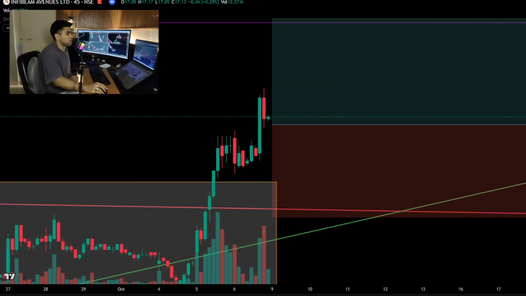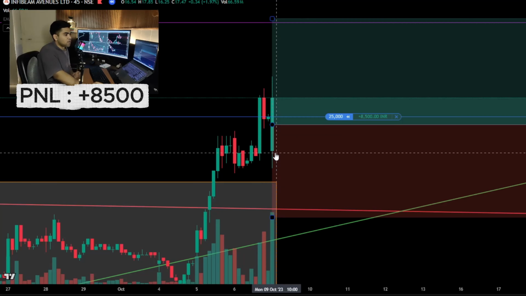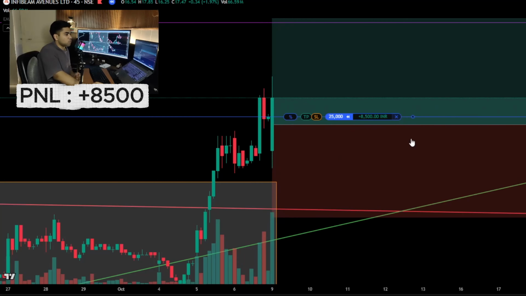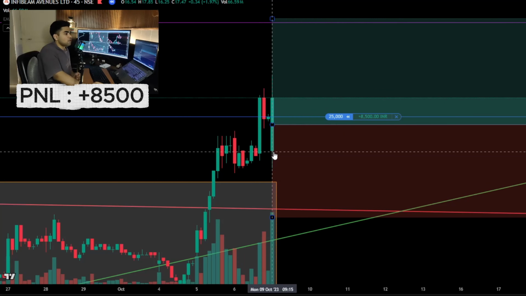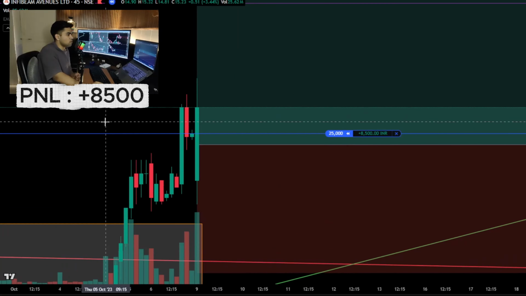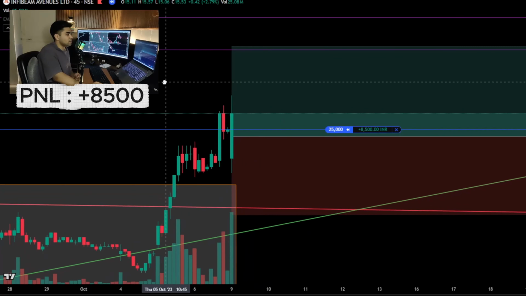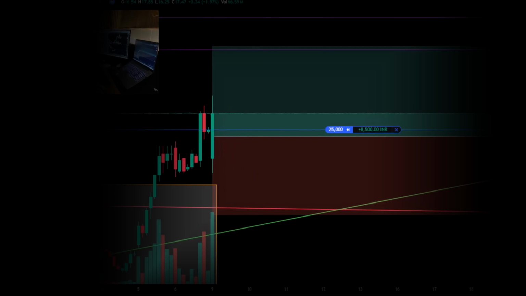Around 25,000 quantities. Order filled. So guys, this is Monday as we speak, and the market gapped down and is now moving up higher. There was a 14,000 loss exactly at this area, but now, as you can see on your screen, we are up about 8,500 rupees. Our stop loss is intact and the target is intact. Let's see what happens.